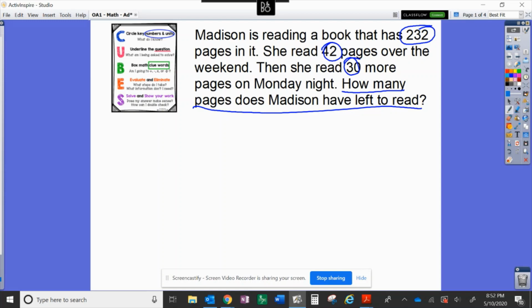Now, what I heard was that she had a total of 232 pages. She read 42 and then she read 30 more. But the question actually asks, how many does she have left to read? All right. So hopefully little alarm bells are going off in your head that sound like two-step, two-step, two-step, because we have three numbers here, which means we probably have to do more than just one step with this problem.